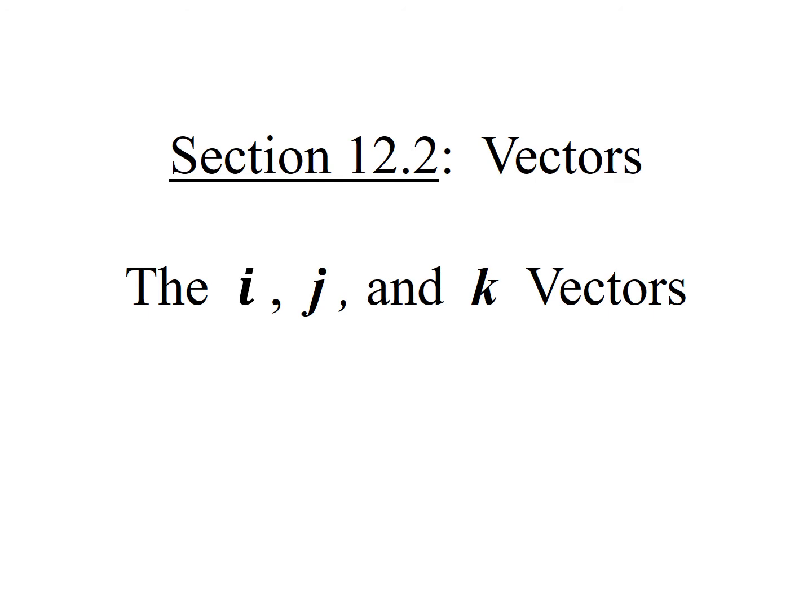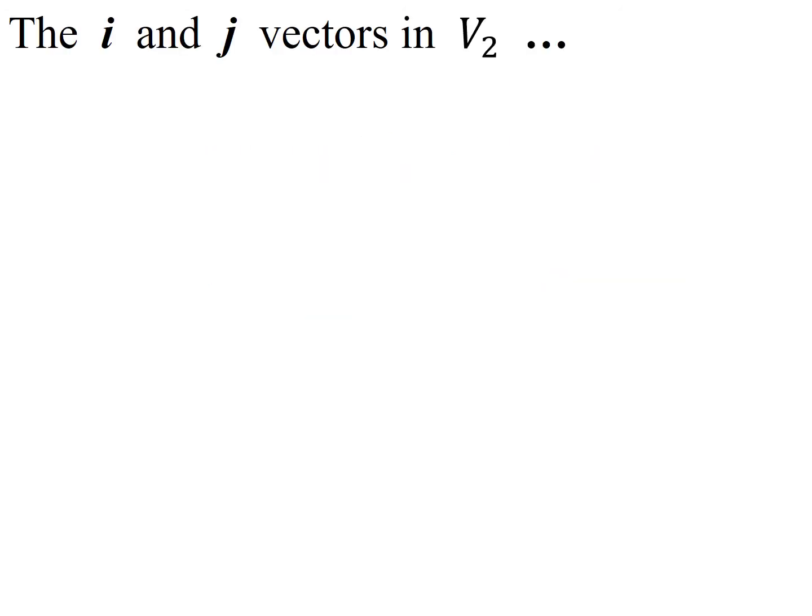So I'm going to tell you the story in R2 or V2, two component vectors first, and then we'll talk about three component vectors after that. V2 stands for all two component vectors, or all vectors you can draw in the XY plane, two-dimensional space. So what do the i and j vectors look like? Let me first draw an X and Y axis here. So i is just the unit vector that points in the same direction as the x-axis. So i looks like this.